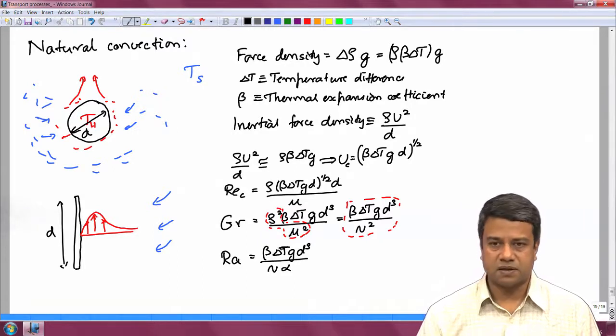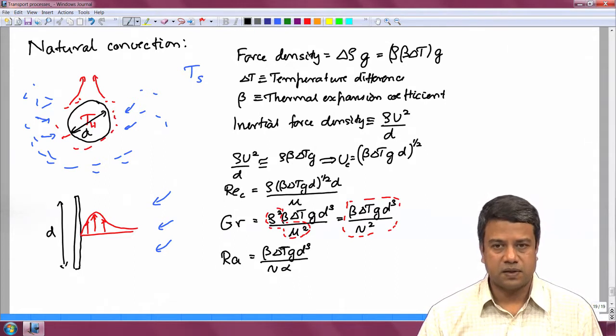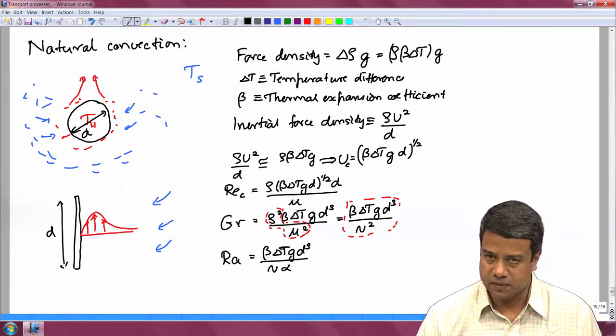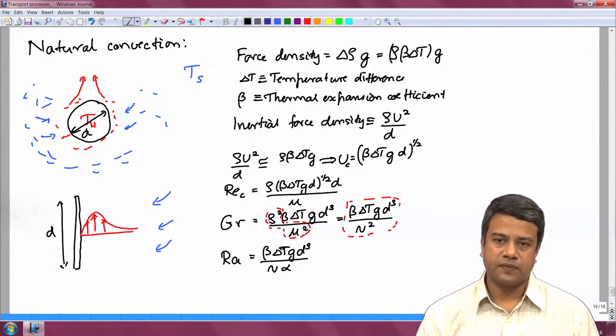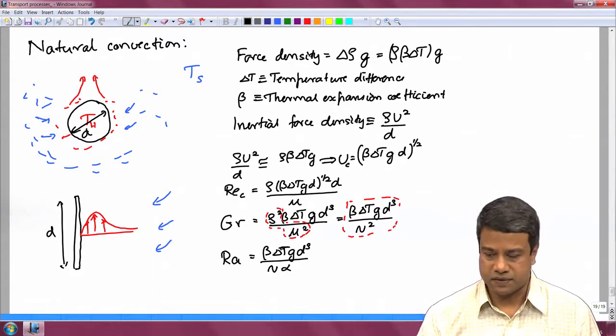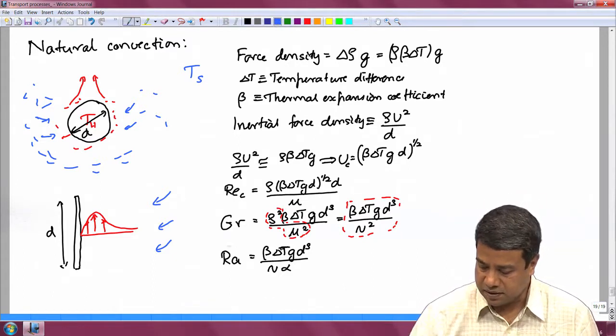If you just multiply the Grashof number by the Prandtl number, recall the Prandtl number is the ratio of momentum diffusivity by thermal diffusivity. So, if I multiply the Grashof number by the ratio of momentum diffusivity divided by thermal diffusivity, I will get this Rayleigh number.